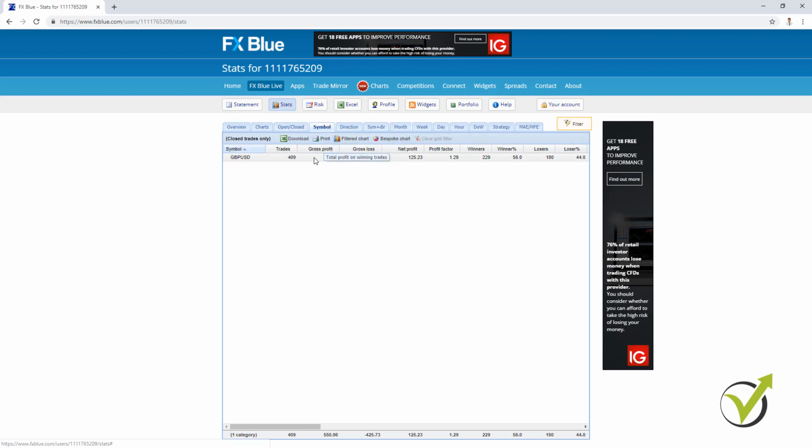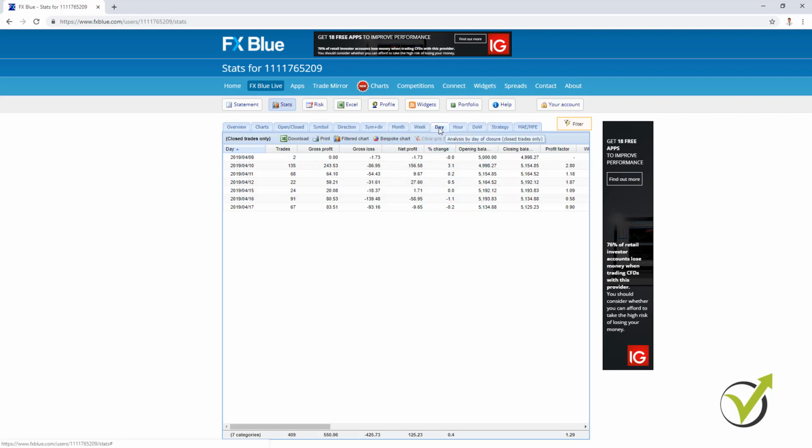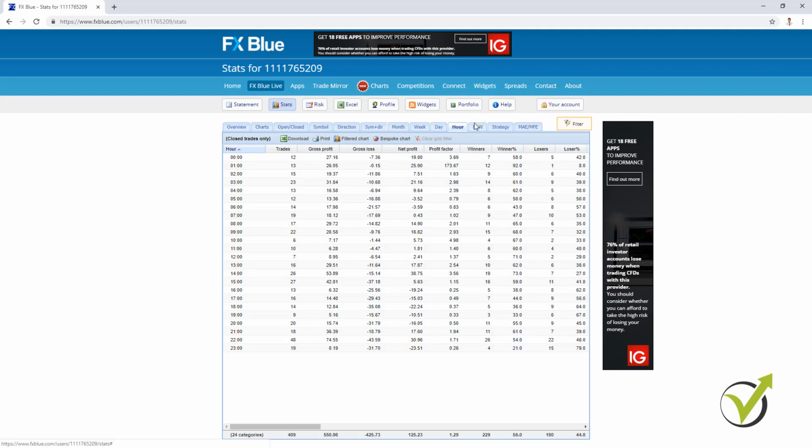You can look at the symbol. Obviously, I have only pound dollar in this account. You can look at the direction. For example, at this time I have similar results for the long trades and the short trades. Symbol plus direction, month, still we are in the first month. Week, you can see that previous week was positive and this week is still a little bit negative. Over here you can see the day performance and so on, hourly performance and so on.